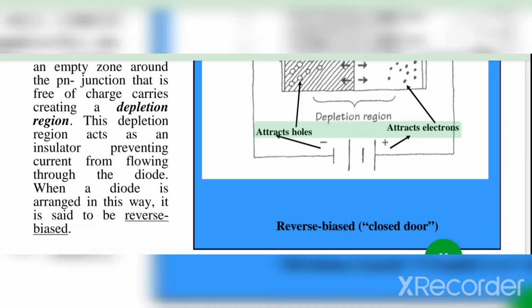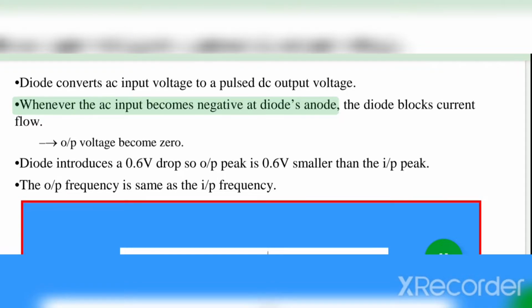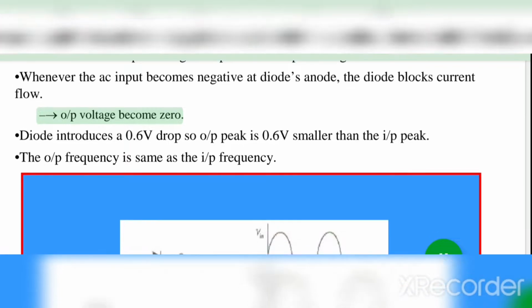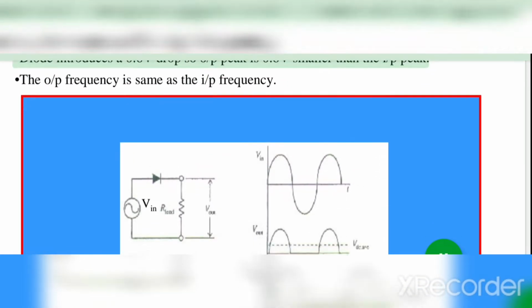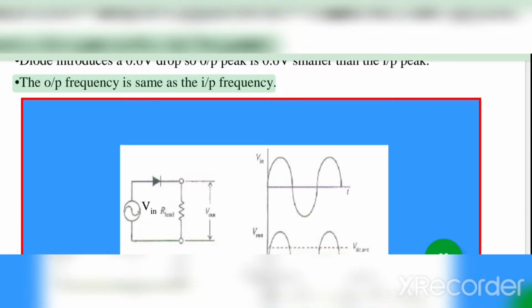Diode applications. Half-wave rectifier. The diode converts AC input voltage to a pulsed DC output voltage. Whenever the AC input becomes negative at the diode's anode, the diode blocks current flow. The output voltage becomes zero. The diode introduces a 0.6 volt (V) drop, so the output peak is 0.6 volt (V) smaller than the input peak. The output frequency is the same as the input frequency.